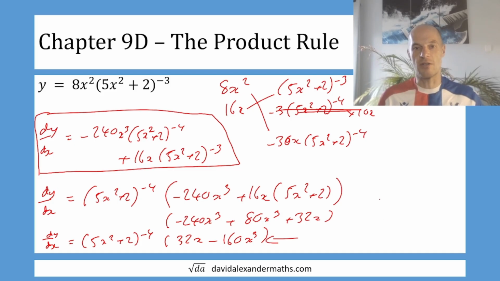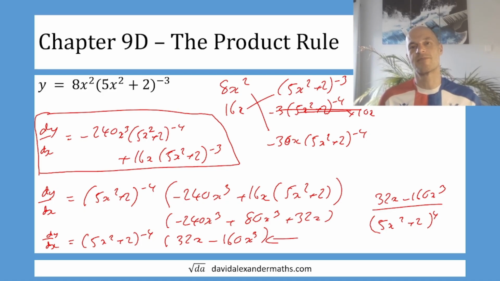In fact, we could write it as 32x minus 160x cubed, and since this is a negative power, we could put that on the bottom as (5x squared plus 2) to the power of 4. So a lot of the time these equations can be written in many different ways.